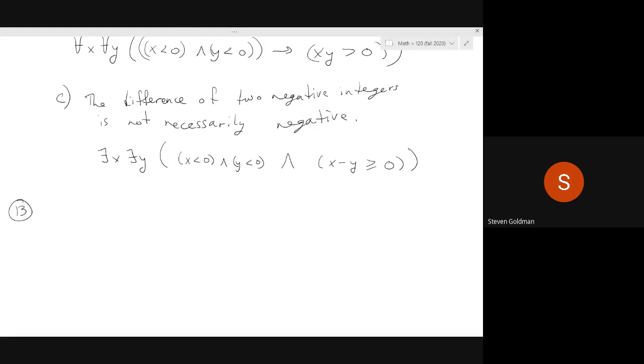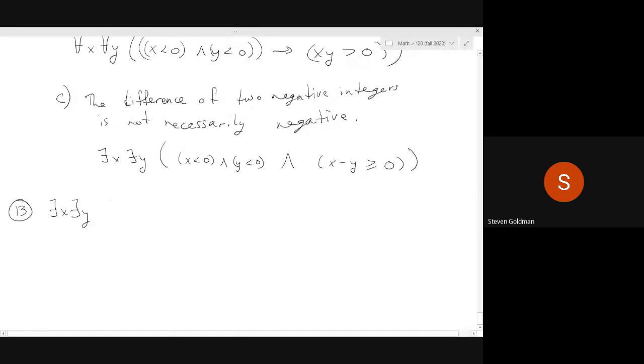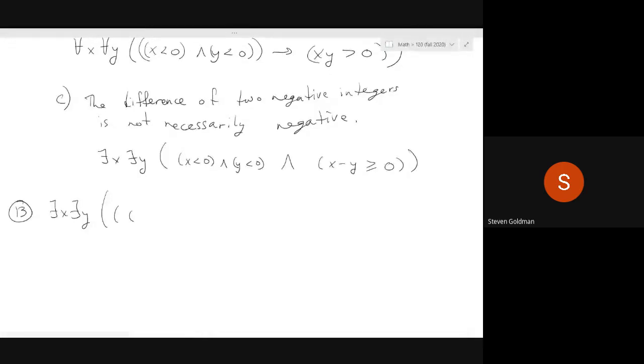All right, 13 was as follows. Translate each of these expressions into an English statement. The domain for all variables consists of all real numbers. I asked you to write your final answer as a sentence without variables. Okay, so 13a, write the sentence in English. You were given the sentence: there exists an x, there exists a y, such that x is less than or equal to 0, and y is less than or equal to 0, and x minus y is greater than 0.